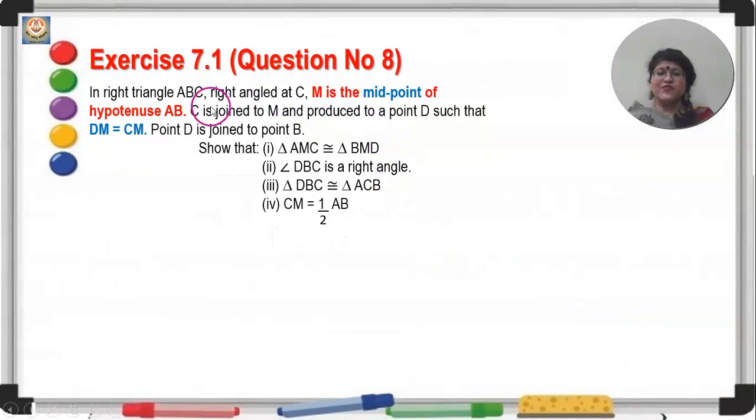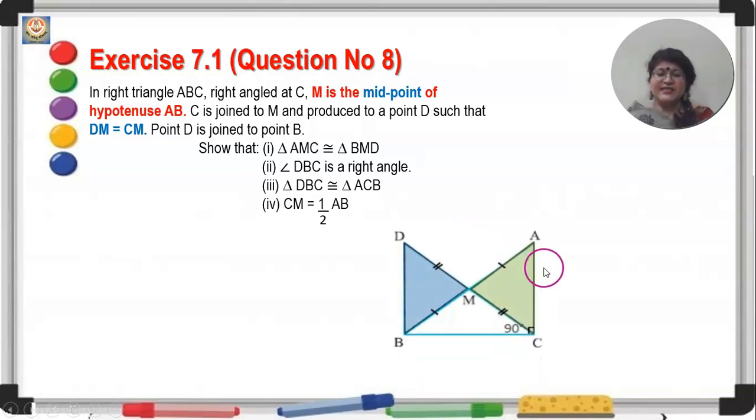So question number 8 from exercise 7.1. It is mentioned that in this right angle triangle ACB, C is 90 degree and M is the midpoint of seg AB. So it is shown by this indication that AM is congruent to BM. At the same time, I've highlighted this. DM is congruent to CM by these two lines. And these are the 4 things that you need to prove in this question.